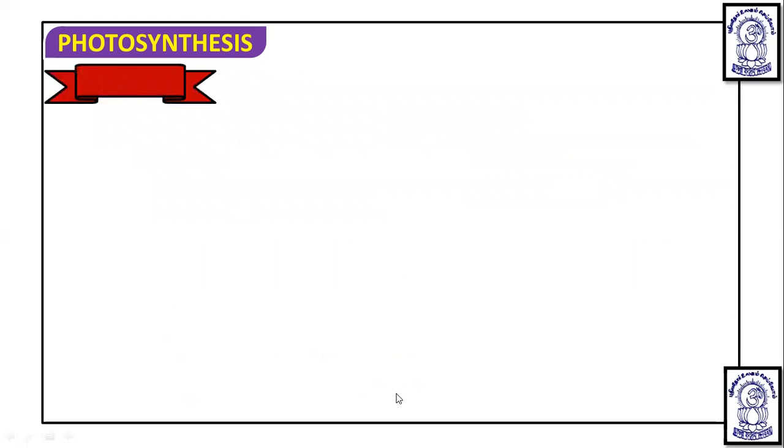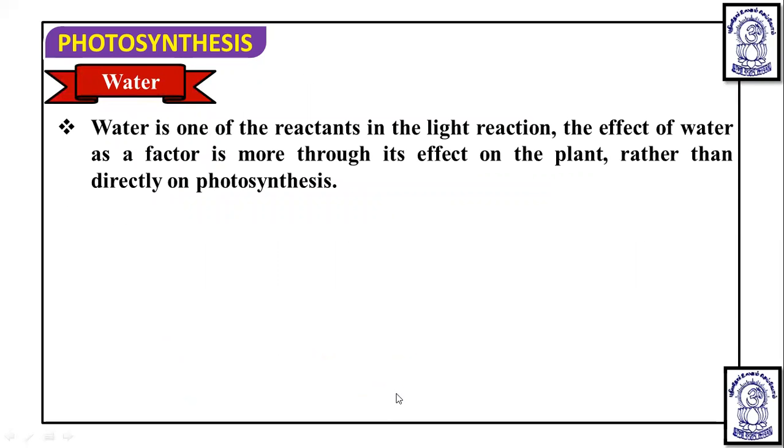Now the next factor which we are going to discuss is water. We know that water is important for photosynthesis, and water is one of the reactants in the light reaction. The effect of water as a factor is more on the plant than directly on photosynthesis. Compared to its direct effect on photosynthesis, where it plays a role during the photolysis of water and in oxygen evolution, it has a more overall effect on the plant.